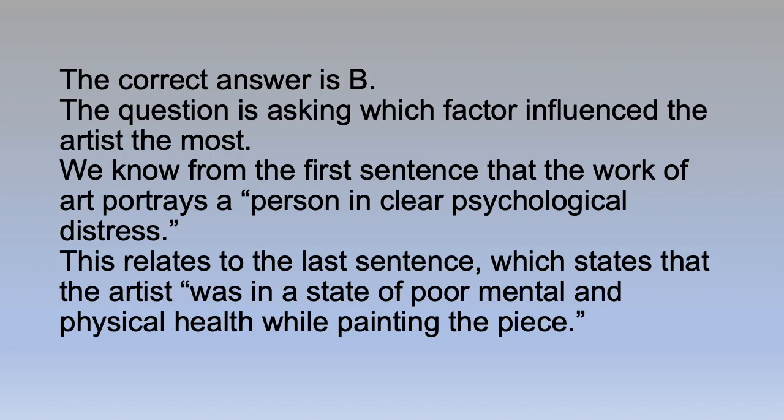The correct answer is B. The question is asking which factor influenced the artist the most. We know from the first sentence that the work of art portrays a person in clear psychological distress. This relates to the last sentence, which states that the artist was in a state of poor mental and physical health while painting the piece. So answer choice B, the artist's own lack of psychological and physiological well-being, is the correct answer.